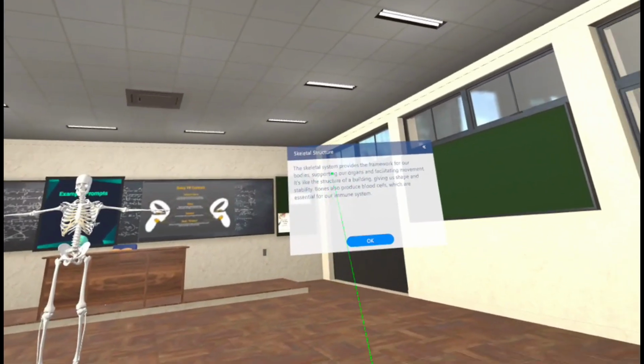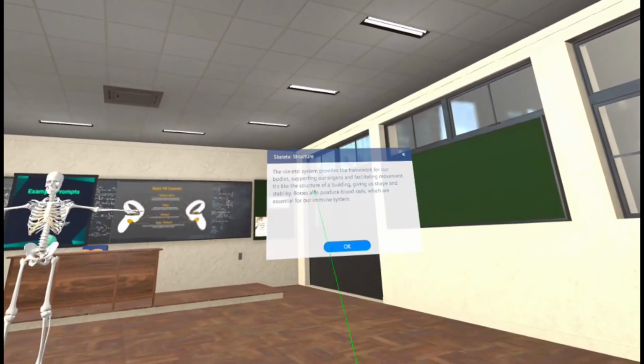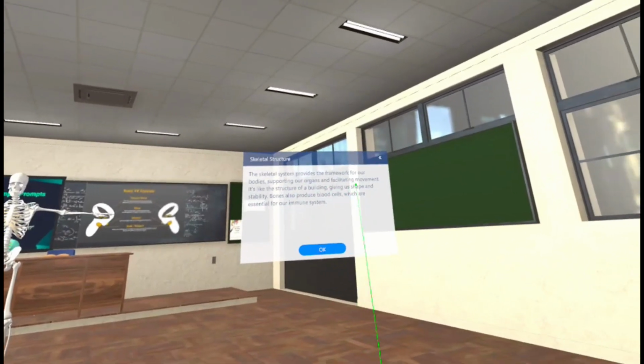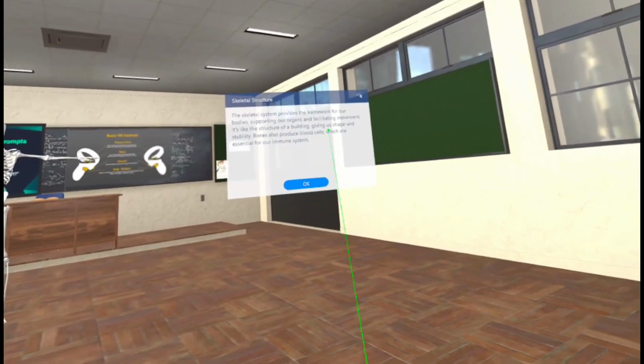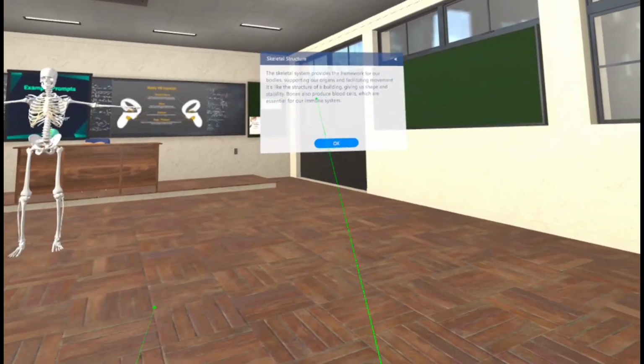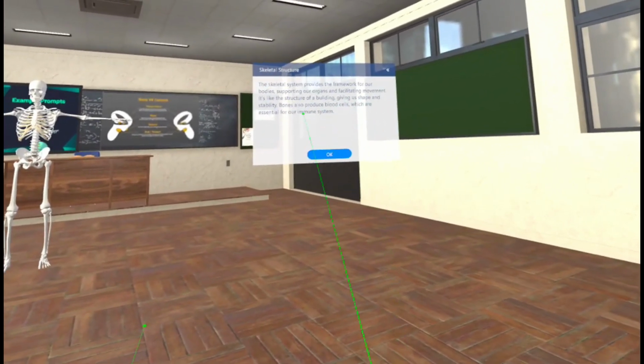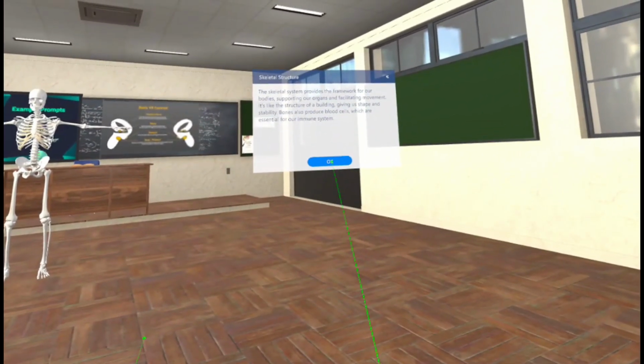The skeletal system provides the framework for our bodies, supporting our organs and facilitating movement. It's like the structure of a building, giving us shape and stability. Bones also produce blood cells, which are essential for our immune system.